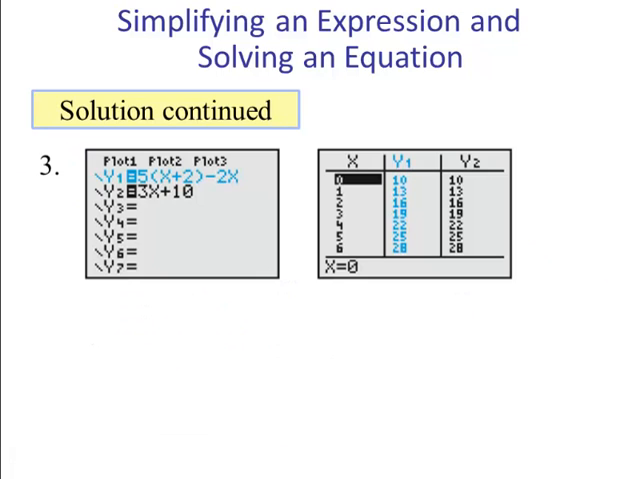So number 3, using the graphing calculator, we want to take the original expression, 5 times the quantity x plus 2 minus 2x, and put that in y1. And then in y2, we put what it simplified to be, which is 3x plus 10. If we use the table feature, which is second in graph, we can see that y1 has the same y values as y2 for the given x. So this means that these two expressions are equivalent.